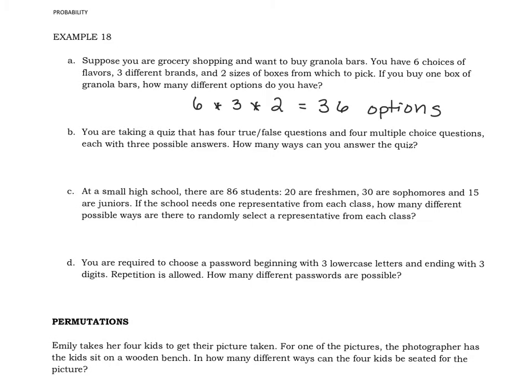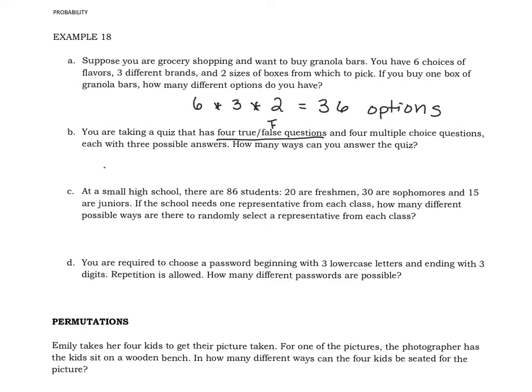Okay, B, you are taking a quiz that has 4 true-false questions and 4 multiple choice questions, each with 3 possible answers. So true-false, there are only 2 choices, right? And 4 multiple choice questions, each with 3 possible answers. So the multiple choice have three options. So how many ways can you answer the quiz?